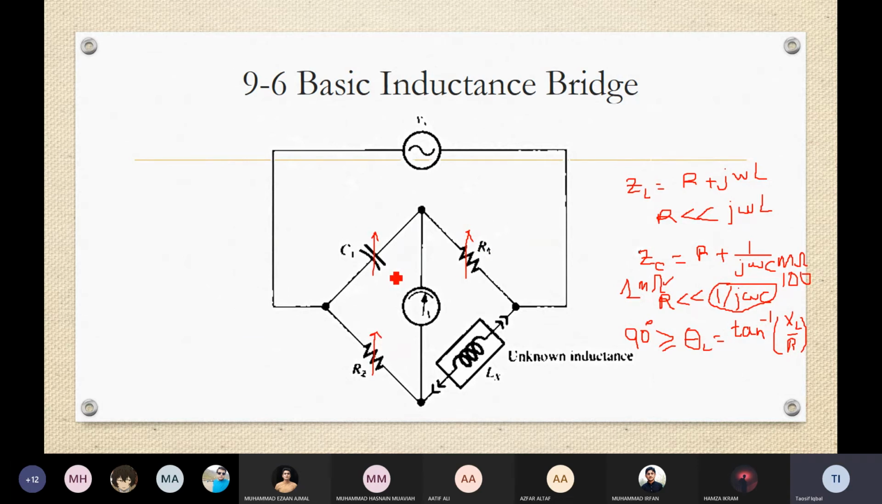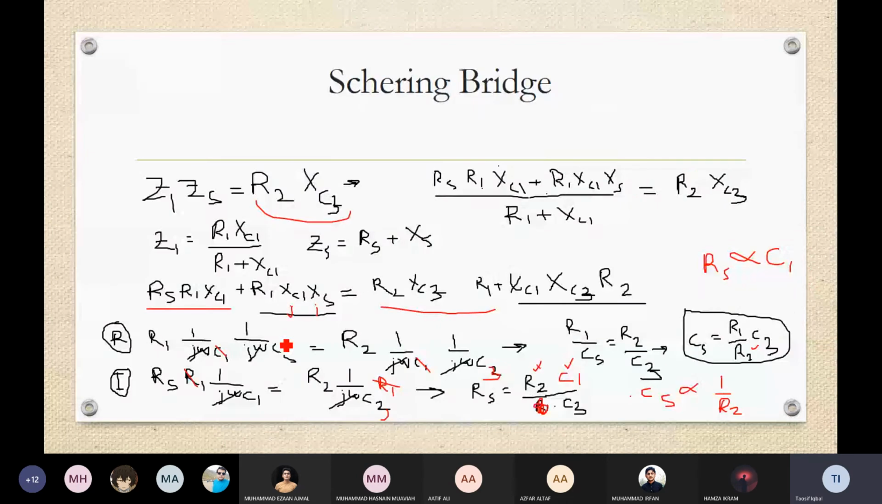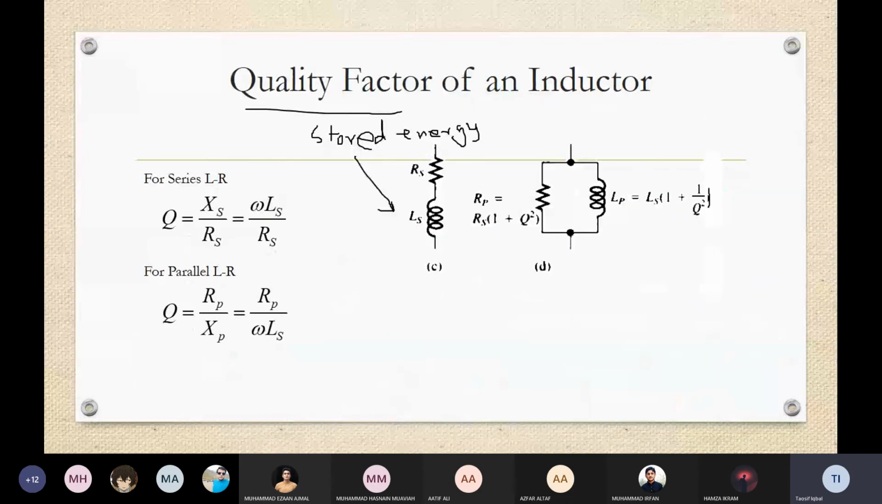ठीक है, so हम इन तीनों को ट्यून करेंगे to find out the value of unknown inductance. ठीक है, so हमारे पास जो वेरिएबल कंपोनेंट्स हैं वो ऑब्वियसली इस केस में काफी ज्यादा होंगे, so it won't be easy to match the ratios. Okay, so let's now for inductor find out the quality factor, very similar to that of dissipation factor.